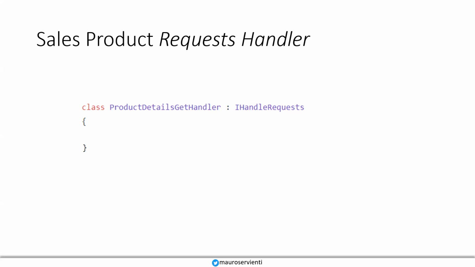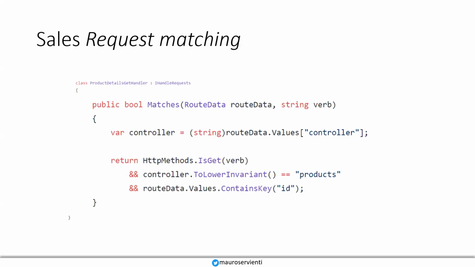interface demands the class to do is what's called request matching. So the interface expects that we implement a method called Matches that returns a Boolean and receives as input route data and a string. I'm using MVC Core as the underlying infrastructure in the demo. Route data is the routing information provided by MVC Core, and the verb is the current HTTP method.